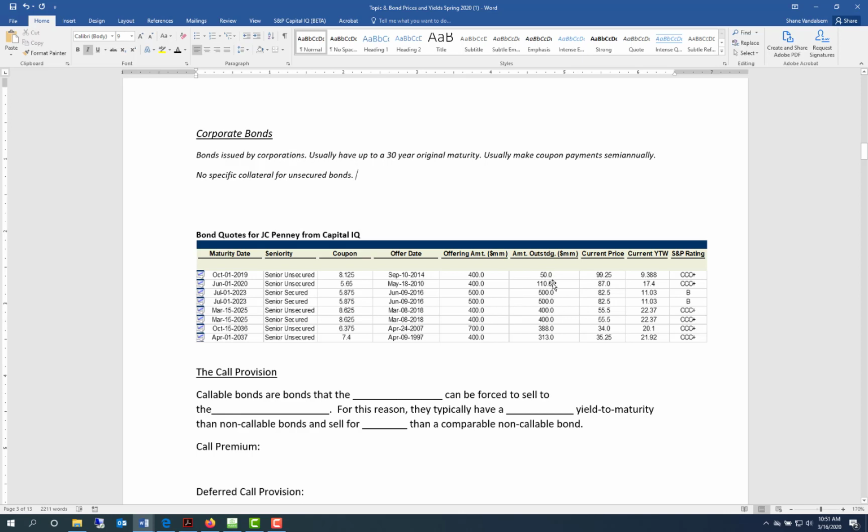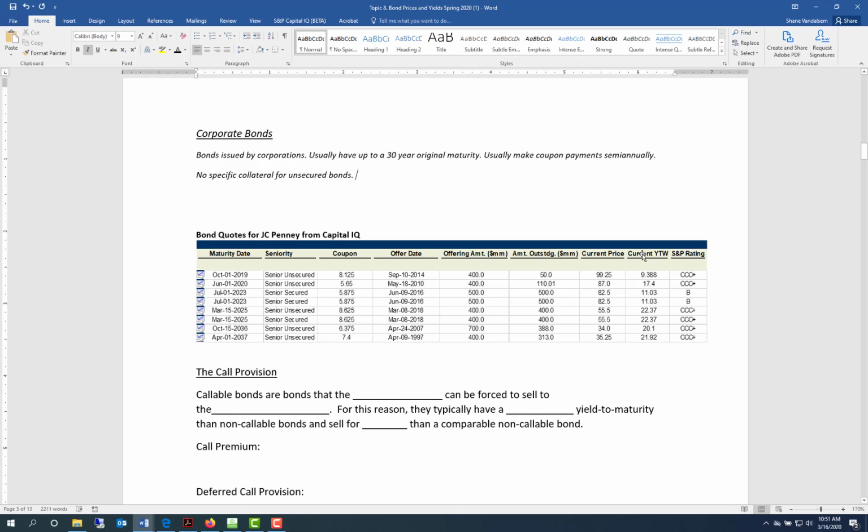Then you've got the amount outstanding. So you'll notice that these aren't matured yet, and yet they have less outstanding than their offering amount. And that's because oftentimes companies, issuers, will pay down bonds, and sometimes they have a sinking fund which they'll use to pay down that bond during the life of the bond. The current price, and again, these are quoted in terms of $100 par value. You can see this one, which was originally issued as a 40-year bond, has a very low price, and that's because it's got a long time until its maturity.